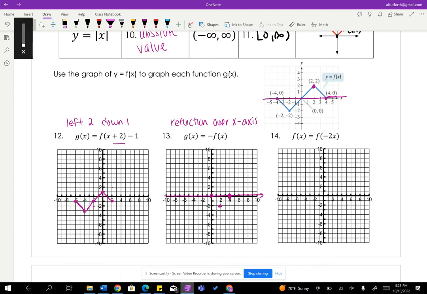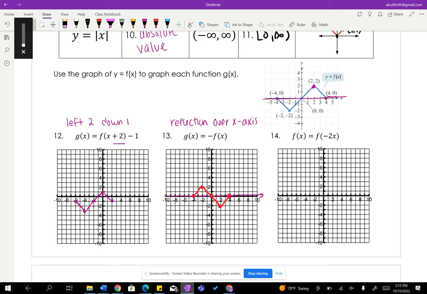(0, 0) will stay the same because it's on the x-axis, and there's no y value. 0 doesn't have a sign to change. The point (-2, 2) is going to go up here, and it's going to go up to (-2, positive 2), because the y value will change to positive 2. And then we have (-4, 0). So this graph will look like this.